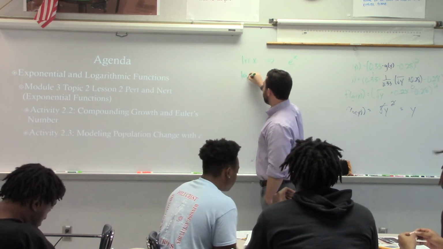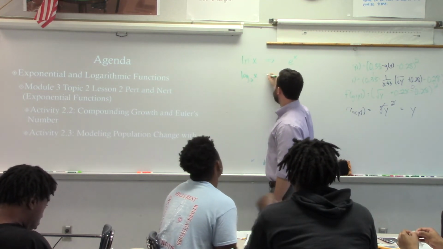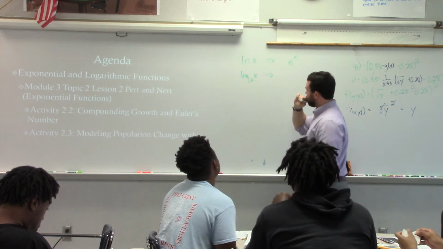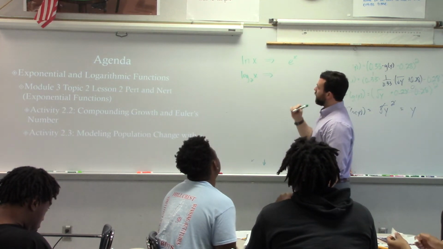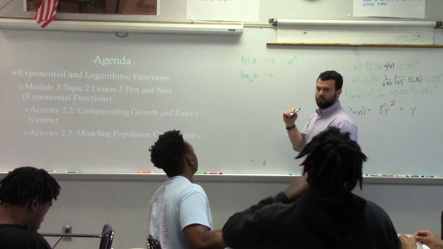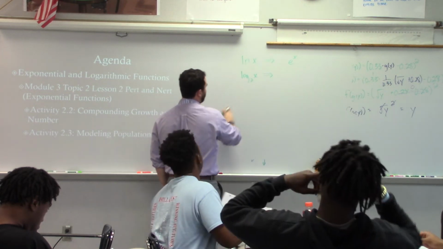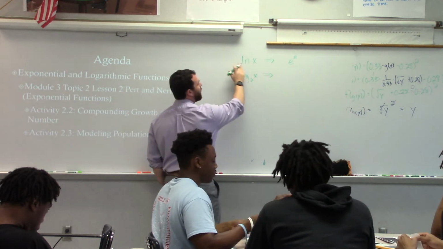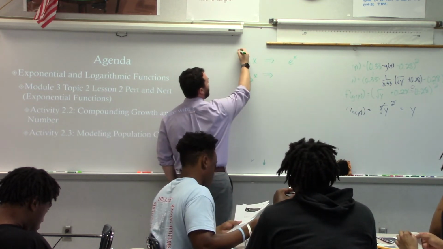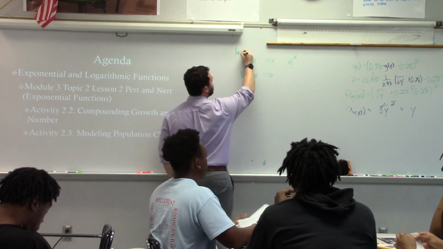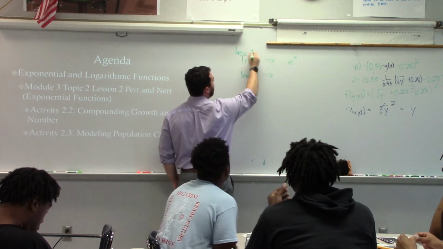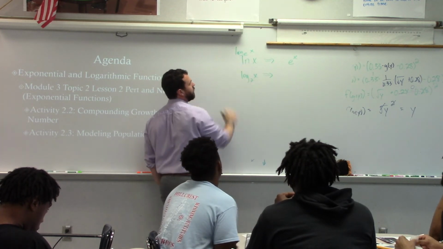So what if it was log base 2 of x? What do you think we would do then? One thing I want to point out here is this. The natural log really is just log base e of x. It's just so common that we use ln.